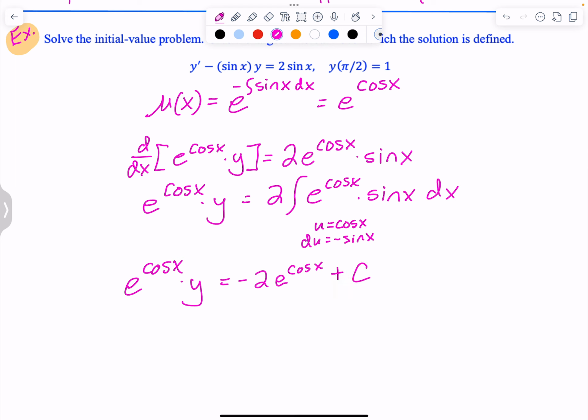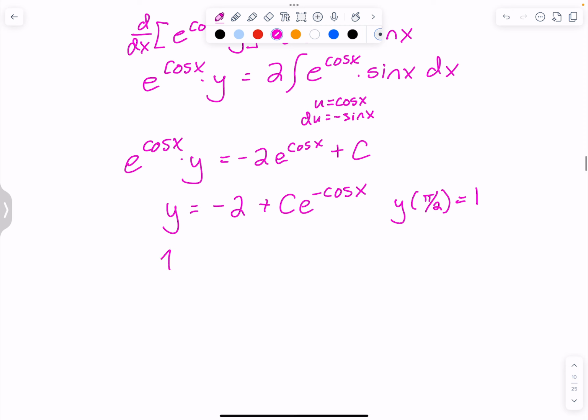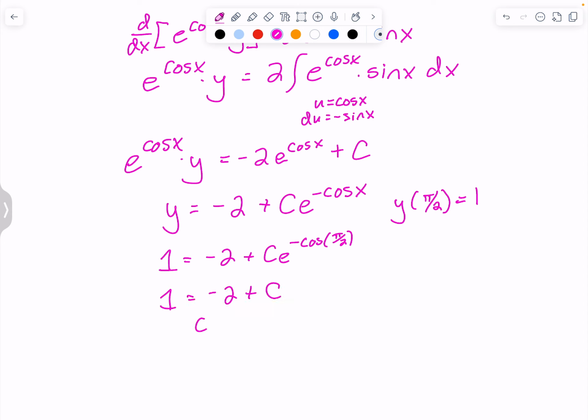Don't forget plus c. Okay, y equals, and I'm going to divide by e to the cosine x. So I get negative 2, and then plus c e to the negative cosine x. That brings it to the top. Okay, our initial condition. So I'm going to plug that in. 1 equals negative 2 plus c e, and then negative cosine of pi over 2. And I hope your trig is strong. Cosine of pi over 2 is a 0. So we get negative 2 plus c, which means c is 3.